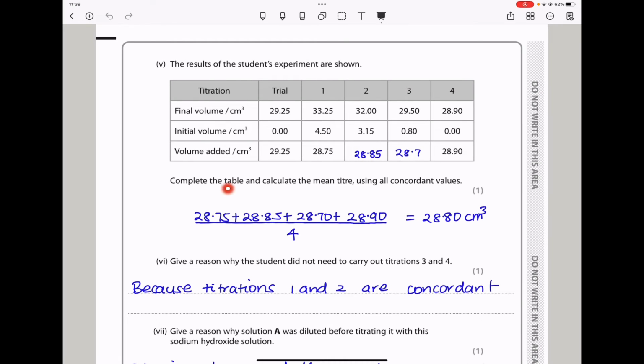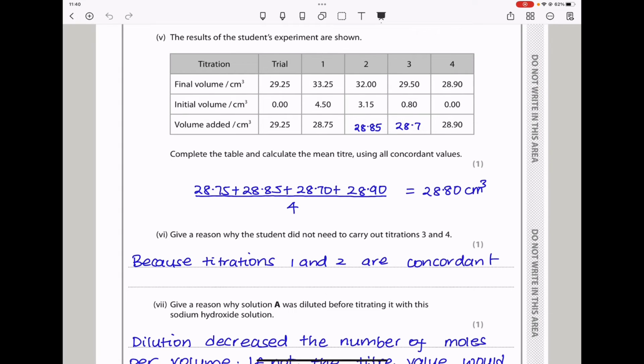So they said complete the table and calculate the mean titer using all concordant results. So my concordant results were that. All were concordant except the trio. So add them up and divide by 4 in order to calculate the mean titer, which I got as 28.80 centimeters cubed. And again, let me write a 0 here.